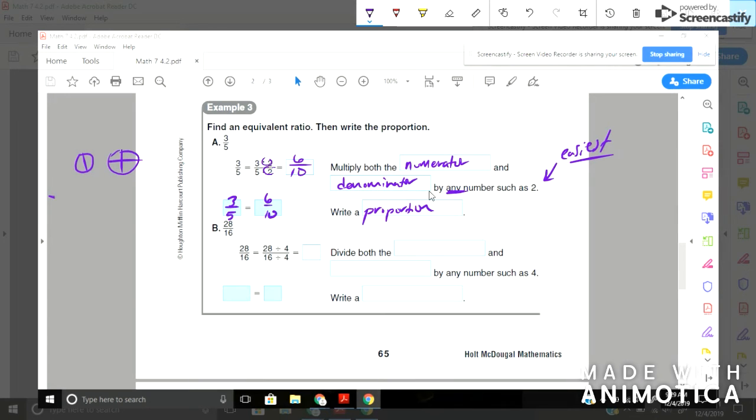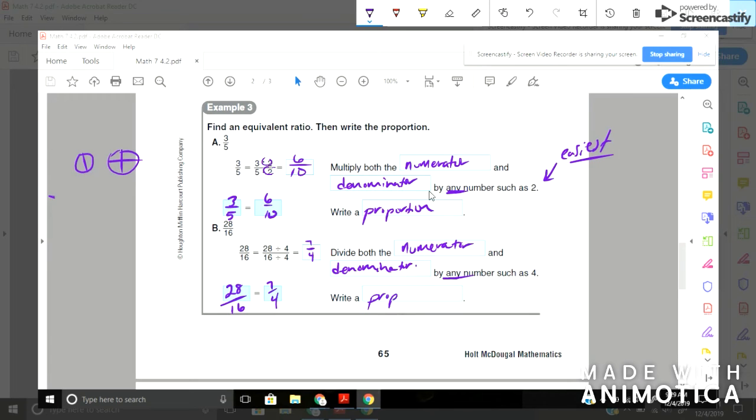So 28 divided by 4 would give you 7, and 16 divided by 4 would give you 4. So again, we divide both the numerator and the denominator by any number. You can pick any number here, but since they're both divisible by 4, that's a nice, easy way to do it. Let's not make this more difficult than what it needs to be. So 28/16 is equal to 7/4.